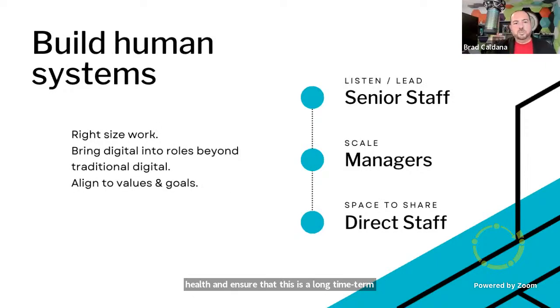So build human-based systems, kind of started talking about this the last one, but right size the work, right? So making sure folks don't have an unrealistic amount on their plate, bringing digital into roles beyond traditional digital. Some organizations are still like, oh, everyone should be doing digital, and so we don't need a digital department. And I firmly believe that it's untrue because of these really niche, specialized roles that digital has.